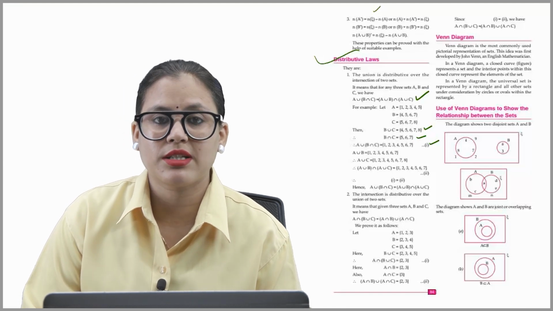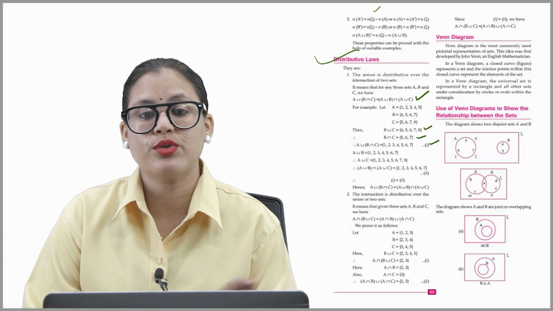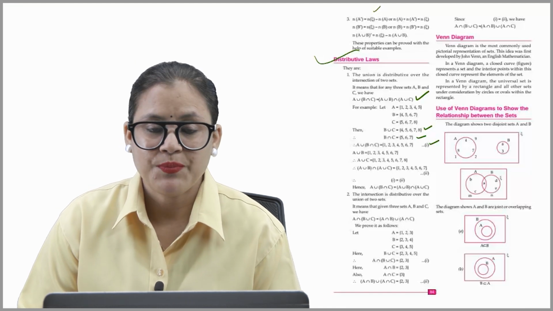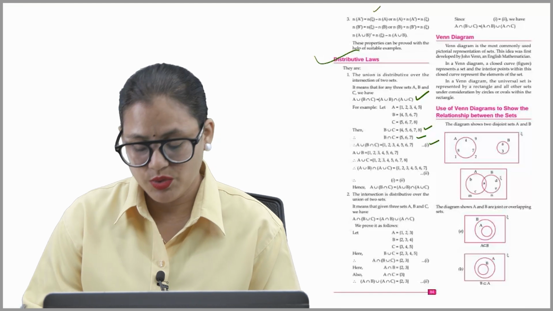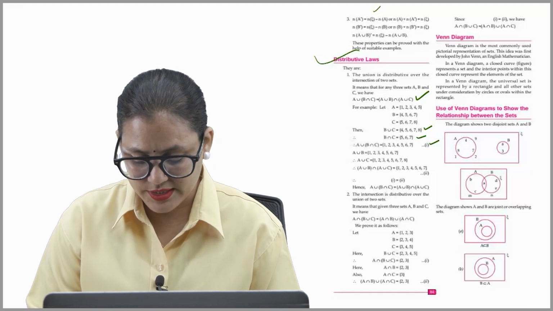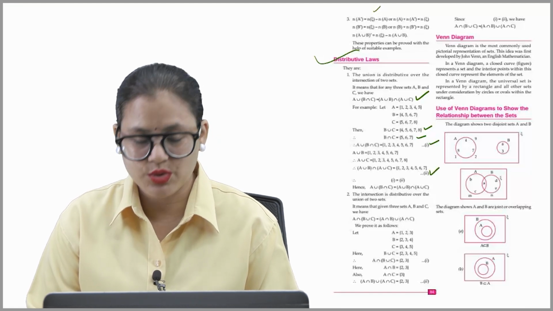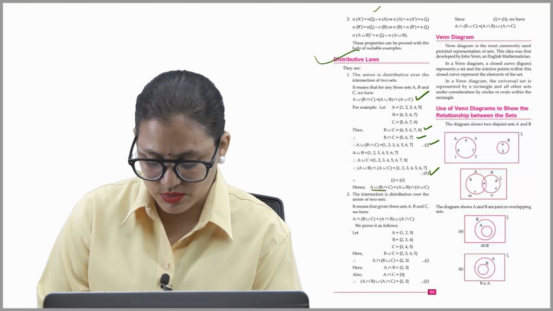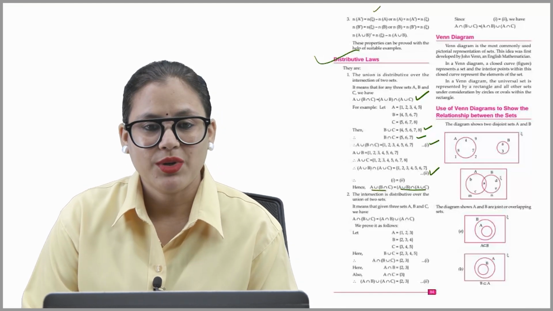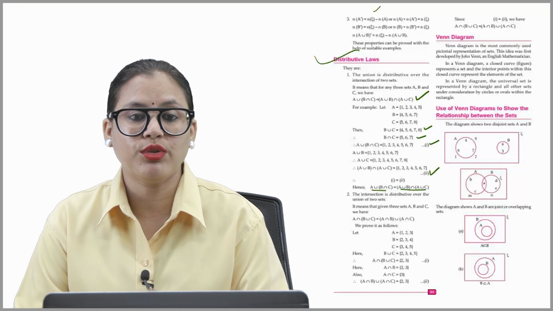Therefore, A union C is equal to {1, 2, 3, 4, 5, 6, 7, 8}. Then (A union B) intersection (A union C) is equal to {1, 2, 3, 4, 5, 6, 7}. Okay, so from 1 and 2, it is proved that this is equal to this, right? Number 2, the intersection is distributive over the union of two sets.